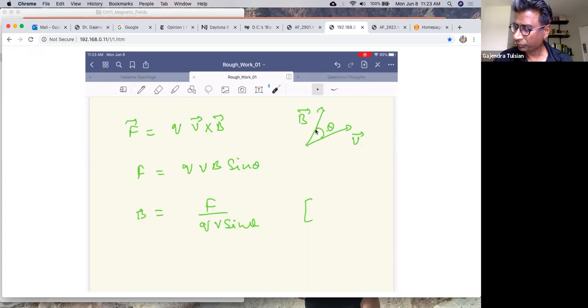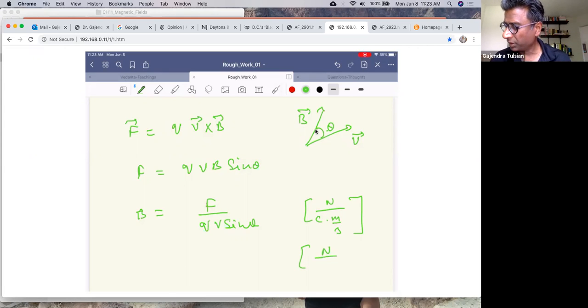Units for force are newtons. Units for charge are coulombs. Units for velocity are meters per second, and sine theta is dimensionless. So there are the units for B, and sometimes it's written like so. Coulombs per second is amperes. So newton per ampere meter. And this combination of units is called a Tesla.